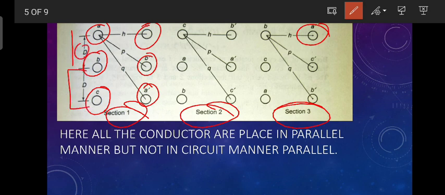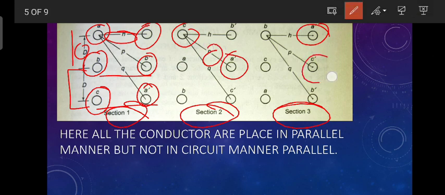and this distance is also d, and from a to c this distance is h, that means b to b dash the distance is h, that means c to a dash this distance is h, and the distance between b dash to a dash or a dash to c dash is p, and c dash to b is p, and the distance between a to a dash or c to c dash or b to b dash is q. Okay, it is clear. Here all the conductors are placed in parallel, but not in circuit manner parallel.